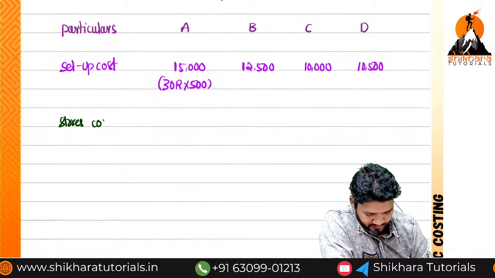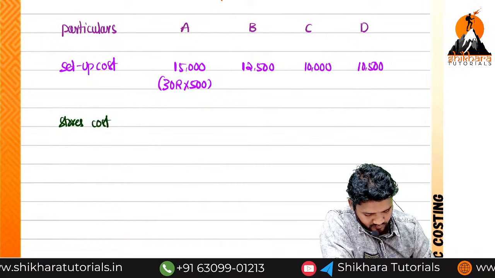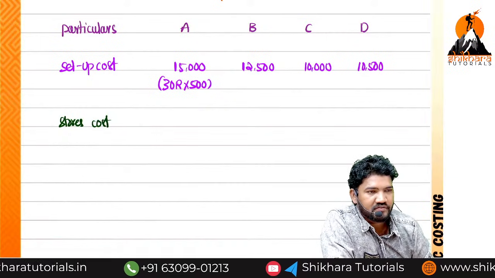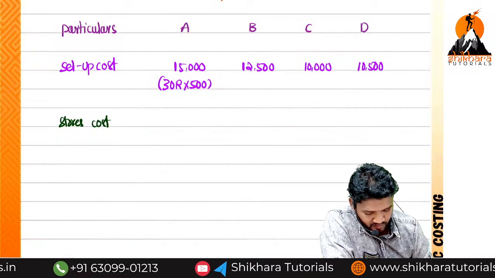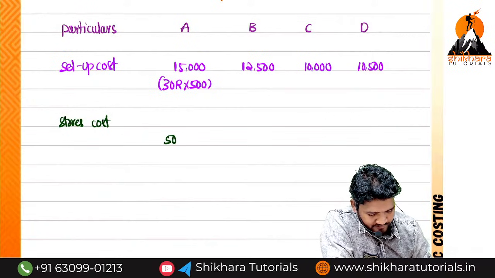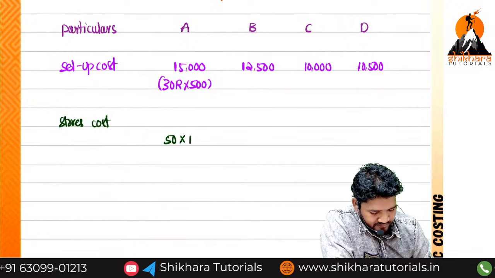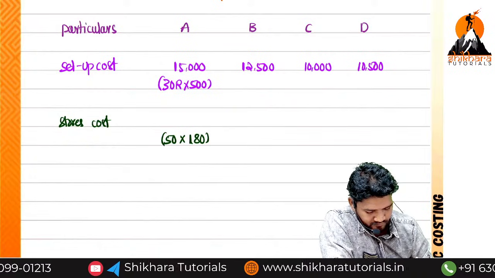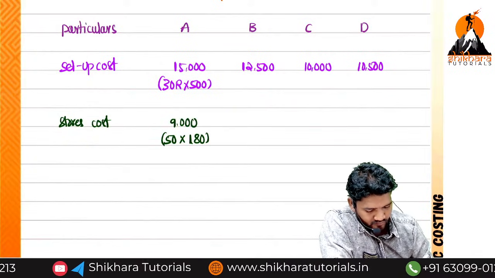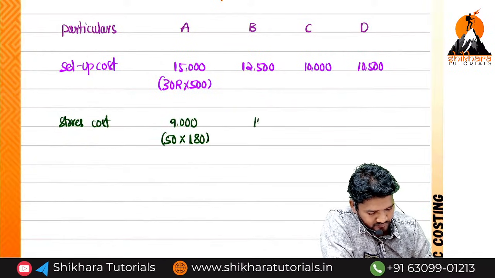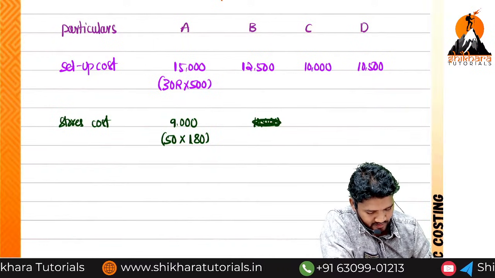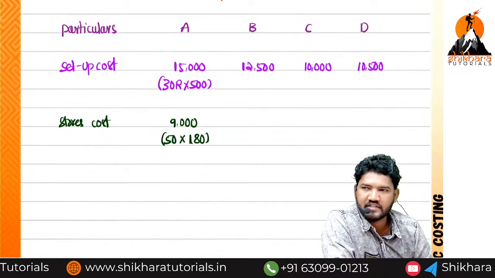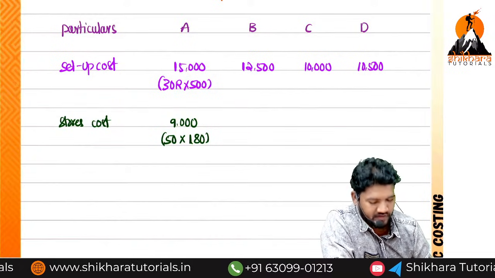Stores cost. Number of requisitions, number of requisitions only, usage. What is the number of requisitions? 50 per requisition. Answer. B. C. Sorry, everything will be the same only. Cost driver is common, requisitions also common. 9,000.